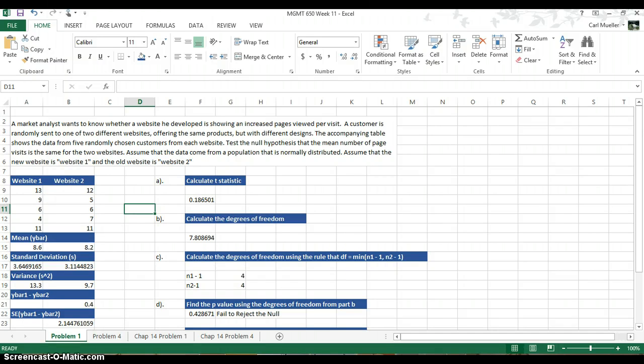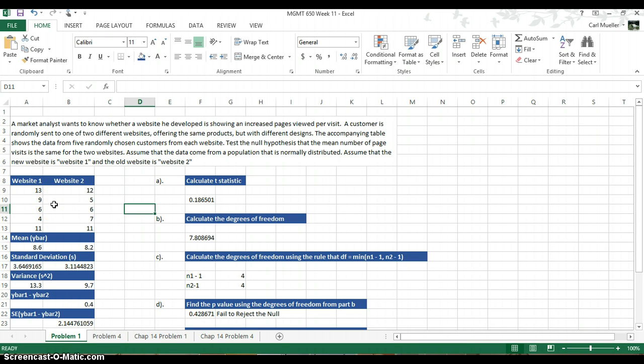A market analyst wants to know whether a website he developed, or she, is showing an increased page view per visit. A customer is randomly selected and sent to one of the two different websites offering the same products but different designs. This table right here shows the data of 5 randomly chosen customers from each website.